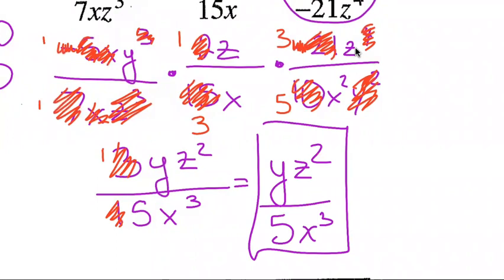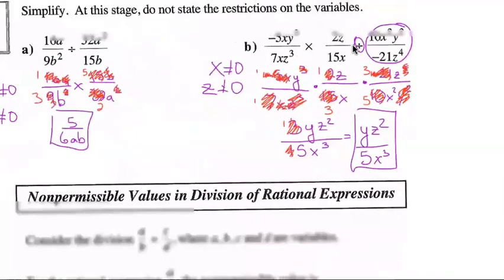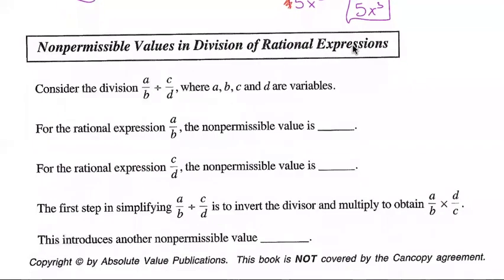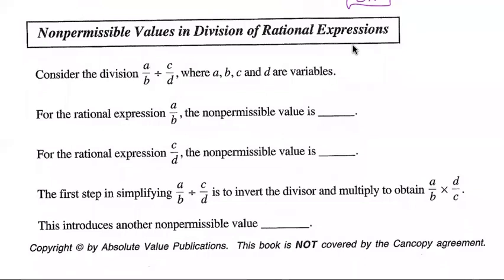Now we flip the page. The next page, example number 3. And what does it say? There's a little blurb at the bottom. Sorry, we're not flipping a page yet. These are just some rules. So consider the division A over B divided by C over D, where A, B, C, and D are variables.